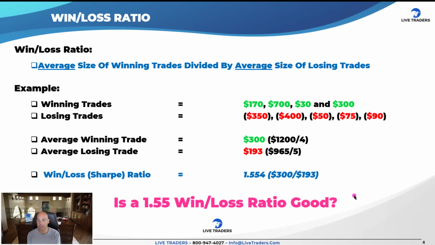So when people say it depends, the whole point of this discussion is that one without the other is worthless, is meaningless. You have to have both. You can't just have a good batting average. You can't just have a good win-loss ratio. You have to have both, and they have to coincide so that when put together, there is a positive expectancy.